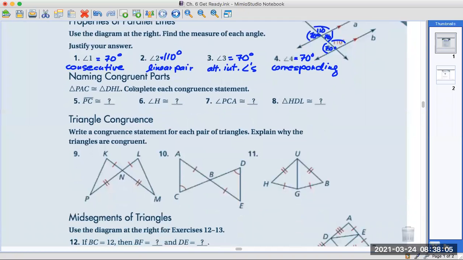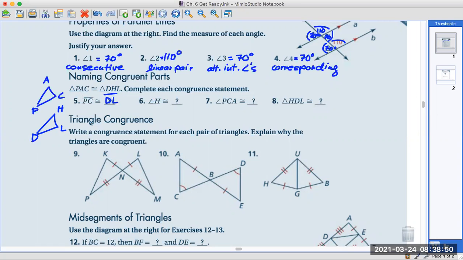Okay, and then we're talking about congruent parts. Congruent parts are the ones that are in the same location. Notice this is triangle PAC, so I'm just going to draw it out. You don't really have to. The first one is congruent to the second triangle, DHL. I'm putting it in the same order, or you can just look at the way the letters are orientated. So PC, that's a segment or a leg. PC is a side, congruent to DL, this side.